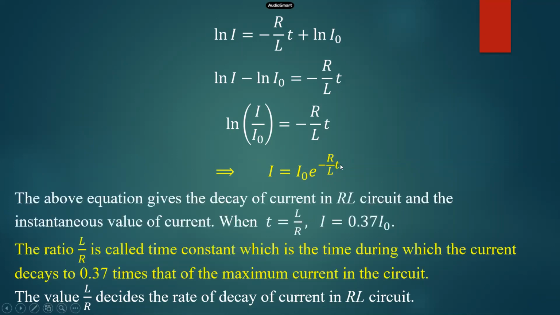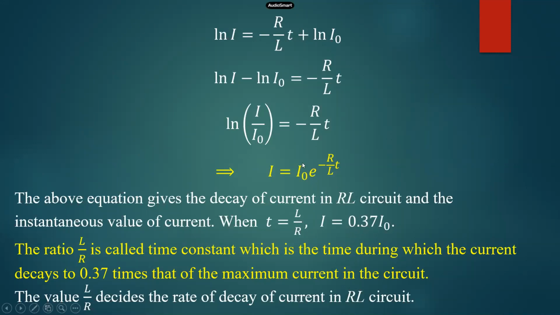Suppose you put t is equal to L by R. At that time, what will happen? This equation becomes I is equal to I naught into e to the power minus 1, since R by L into L by R, L gets cancelled, R gets cancelled, and you will get 1 here. So e to the power minus 1 is equal to 0.37. Therefore, at t is equal to L by R, you will get I is equal to 0.37 times I naught.